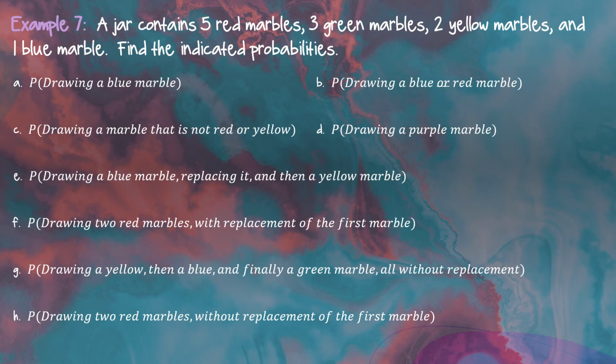The jar contains 5 red marbles, 3 green marbles, 2 yellow marbles, and 1 blue marble. So that is a total of 11 marbles. And we're going to find a couple different probabilities. So drawing a blue marble, all right? So this is just basic probability. There's 1 blue marble, so that'd be 1 out of 11.